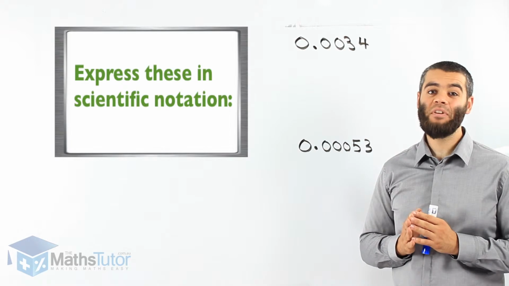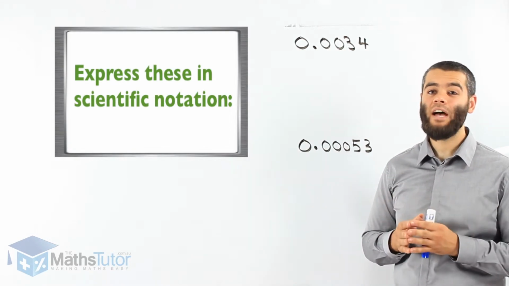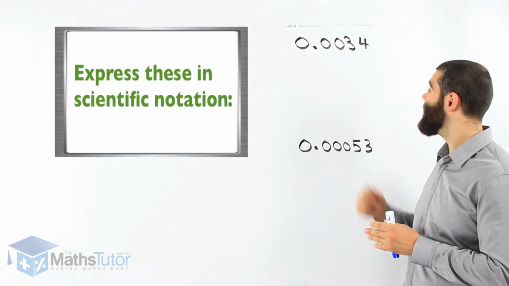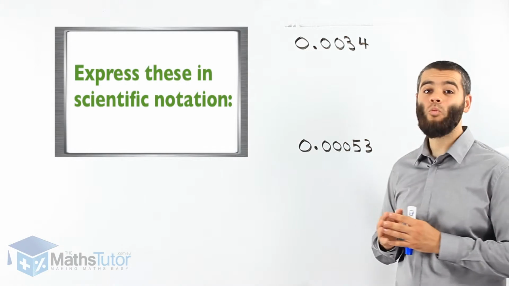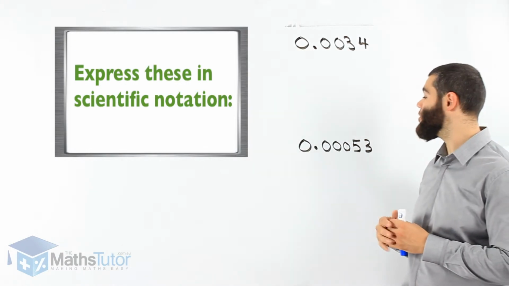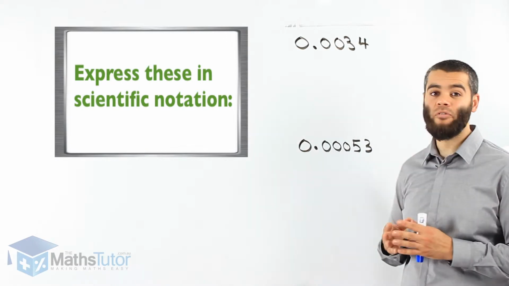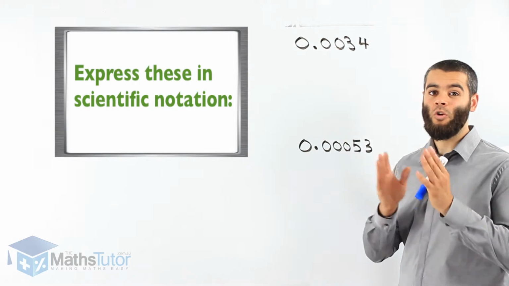We looked at large numbers and we wrote them in scientific notation. What if we have numbers similar to these, where they are small numbers, very small in fact, much less than 1 whole, 0.0034, and here we have 0.00053. How do we write these numbers in scientific notation? Watch this.